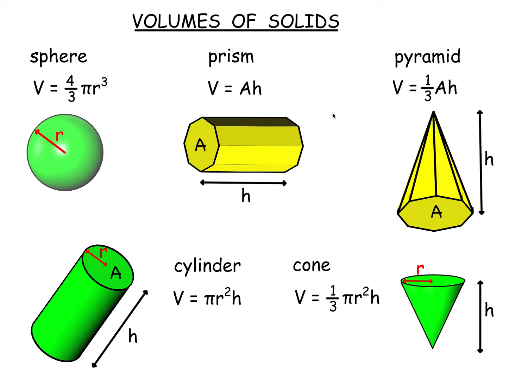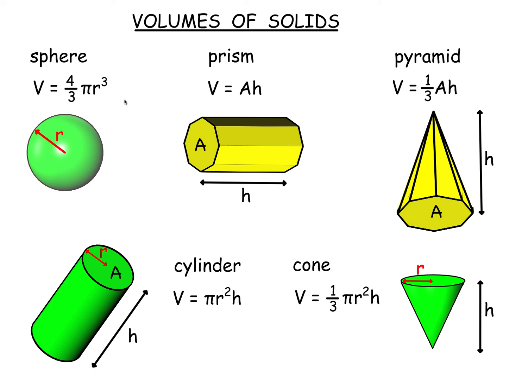The previous videos on volumes of solids looked at these formulae to calculate the volume. Started with the prism, volume, area times height, and also included the cylinder as a special case, V equals pi r squared h. Then looked at the pyramids, volume was a third AH, special case the cone a third pi r squared h, and then finally the sphere, V equals 4/3 pi r cubed.